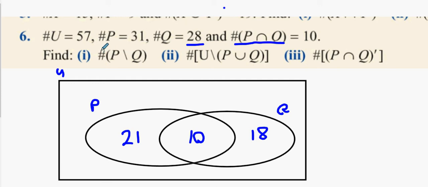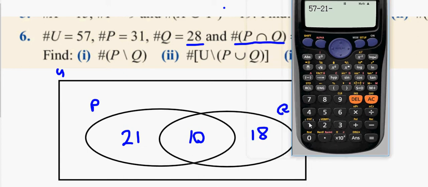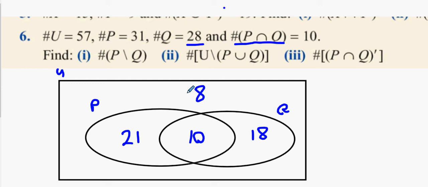Okay. Hashtag. How many people are in P but not Q? Oh, sorry, one other thing. 57 people. Take away 21. Take away 10. Take away 18. 8 people on the outside. Okay. How many people are in P but not in Q? 21. How many people are inside U but not inside P union Q?